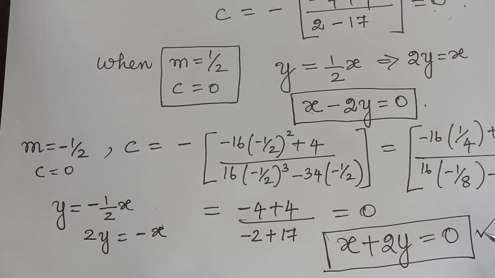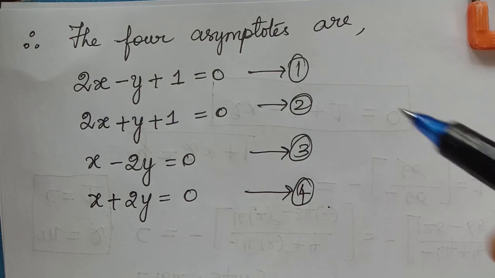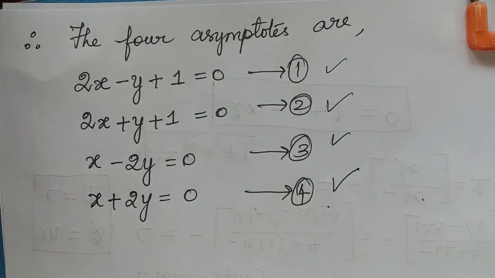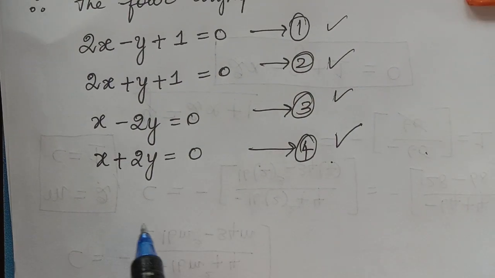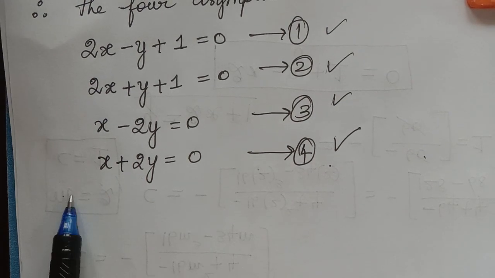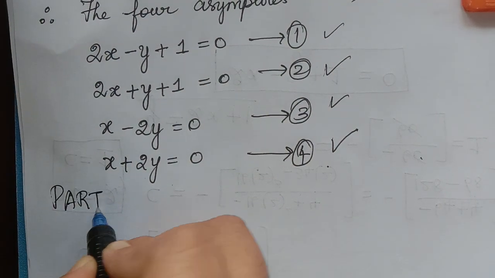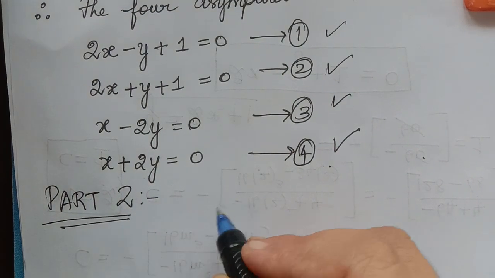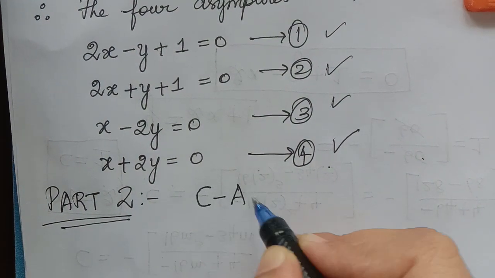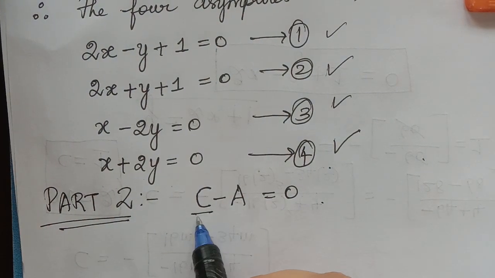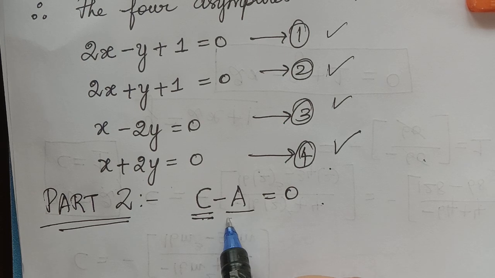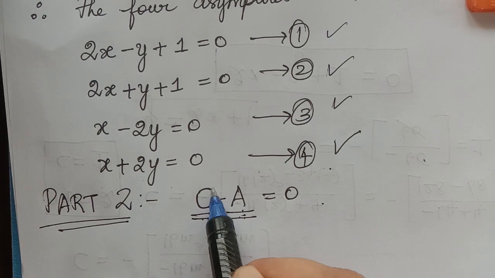Now, part 2 of the solution is we have to find the number of points of intersection, and we have to show that that point lies on the given ellipse which is given in the question. So, let us do that now. I have written all the four equations of the asymptotes. Next, in order to find the points of intersection, in part 2, we will be using the formula C minus A equal to 0. Now, what is C? C is the curve given, and A represents the combined equation of the asymptotes.